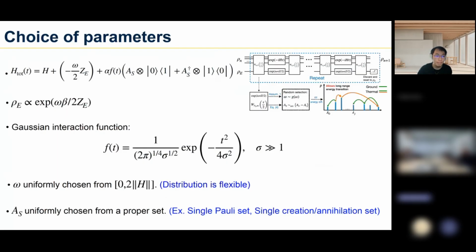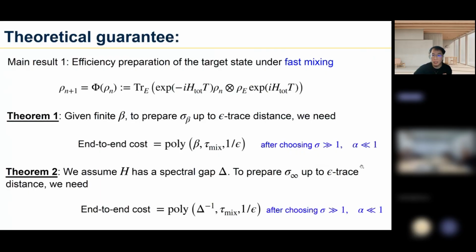Okay, thank you. And in our work, because we need to choose alpha to be very small, this is why we call it a weak interaction system-bus setting. In fact, if I can choose alpha to be very large, then we will have a strong interaction system.